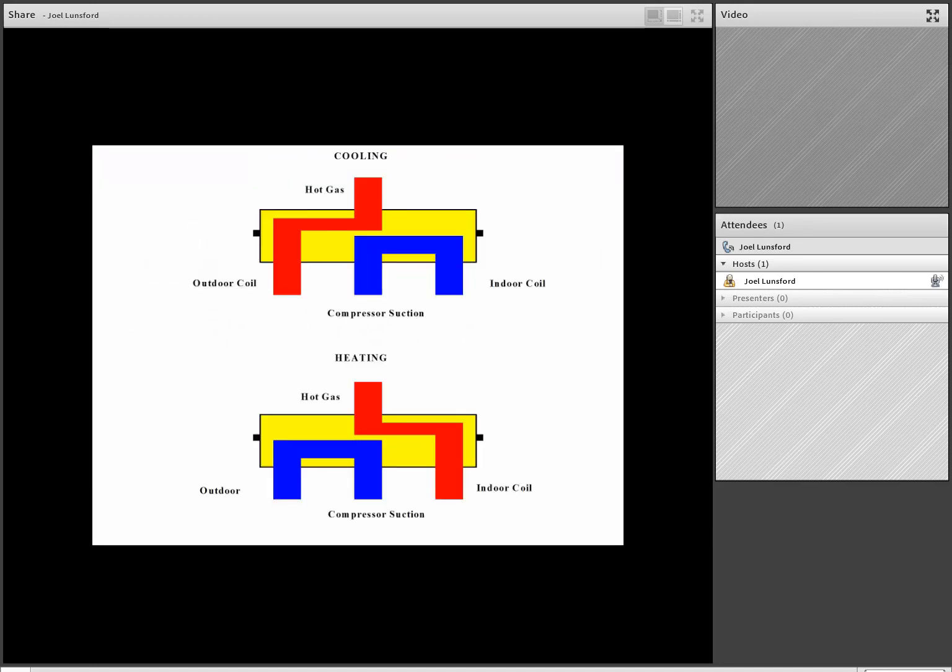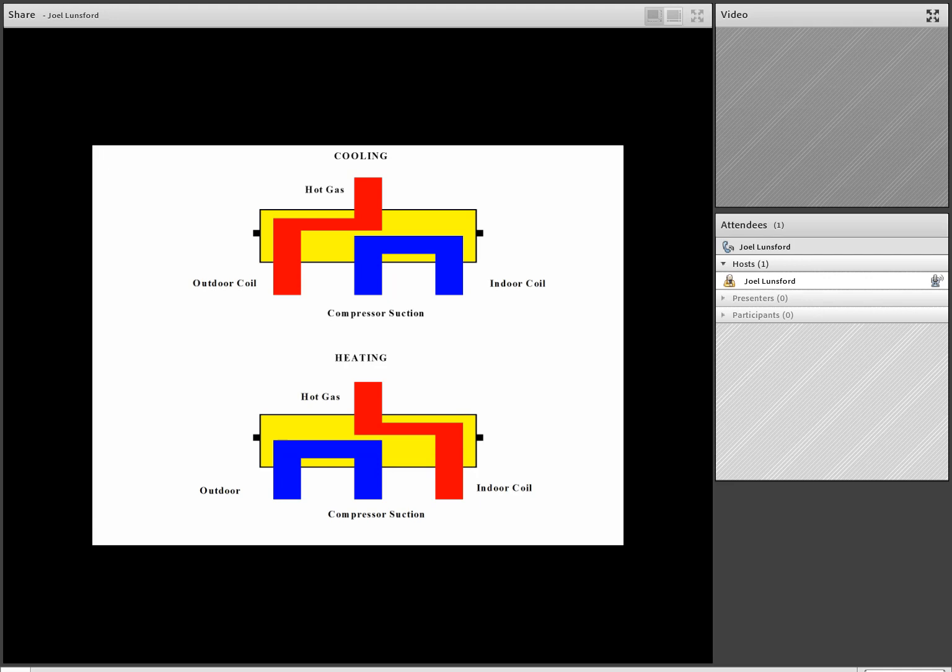So the reversing valve is designed, again, to divert hot gas to either the outdoor coil in the cooling mode or the indoor coil in the heating mode. And the reversing valve, internally, has a slide and some slots within that slide that's going to divert hot gas and cool gas back to the compressor depending on the mode of operation.